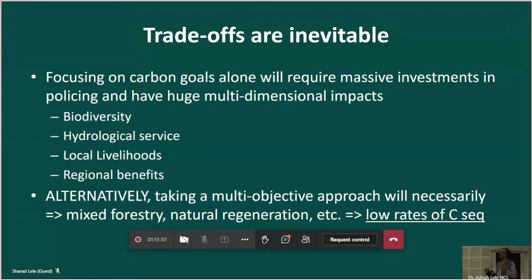So it is not about not doing carbon forestry. Just talking about using realistic numbers. And it is about looking at the multiple dimensions of impact, and therefore about the trade-offs, and therefore deciding what's the better balance in what context.